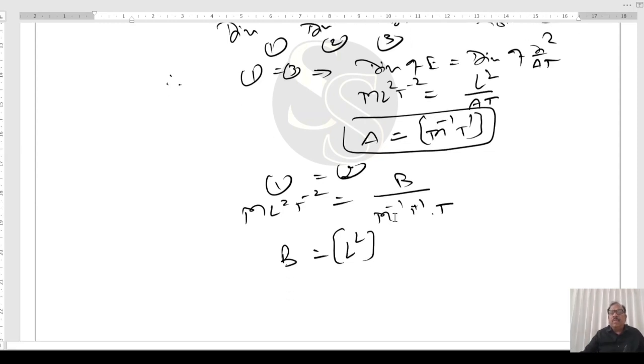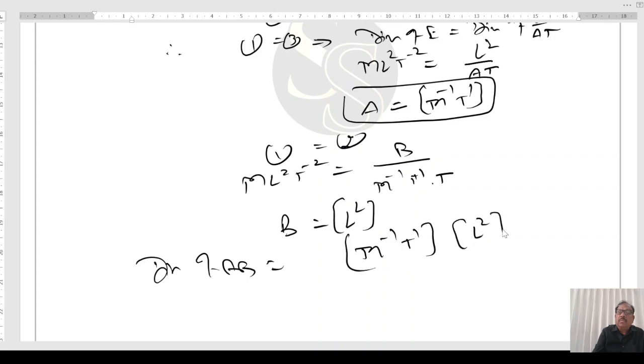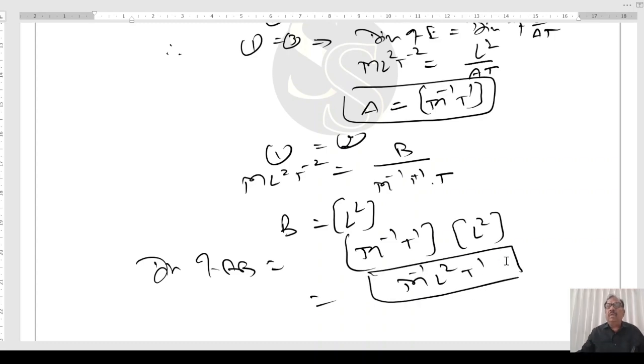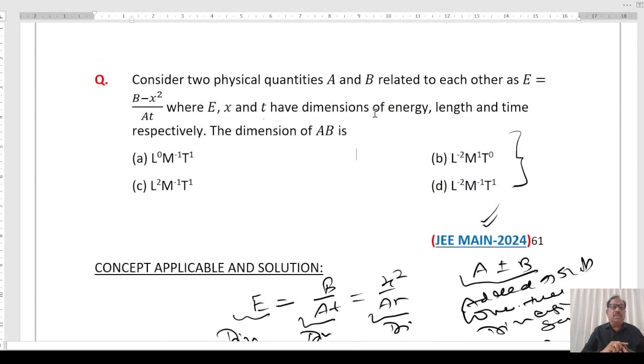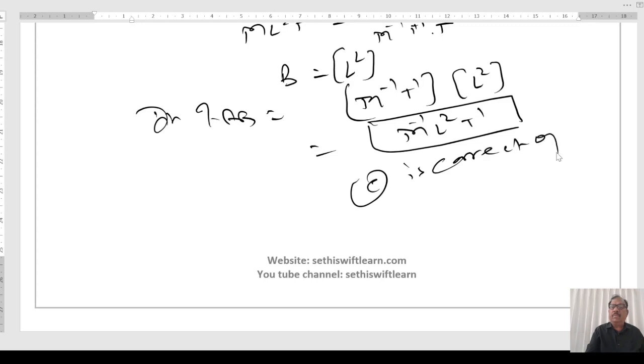Right? Therefore, dimension of AB will be equal to dimension of A, m minus 1 T1, into L2. This comes out to be mL2 m minus 1 to T1. Let's see the answer. C is the correct option. Right? Next question.